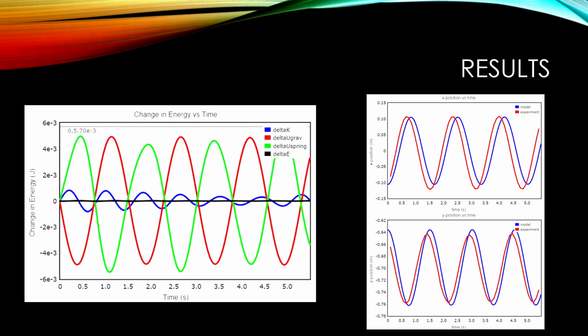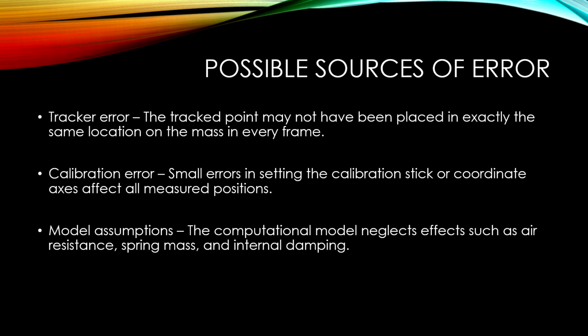On the right here is position versus time data. The top graph is the x position and the bottom is y. And the blue line is the computational model and the other one is the experimental observations. As you can see, they do follow each other pretty closely, but there's a little bit of error between the lines. As for the possible sources of error in this experiment, there could have been a tracker error.